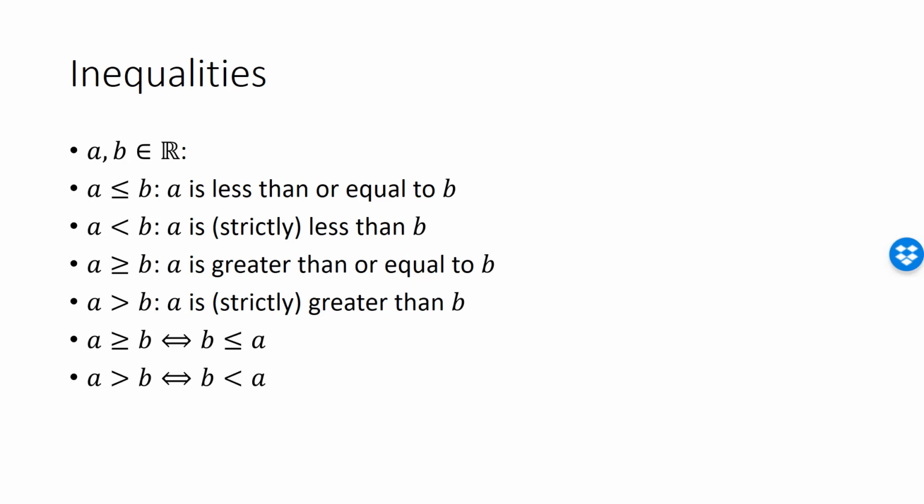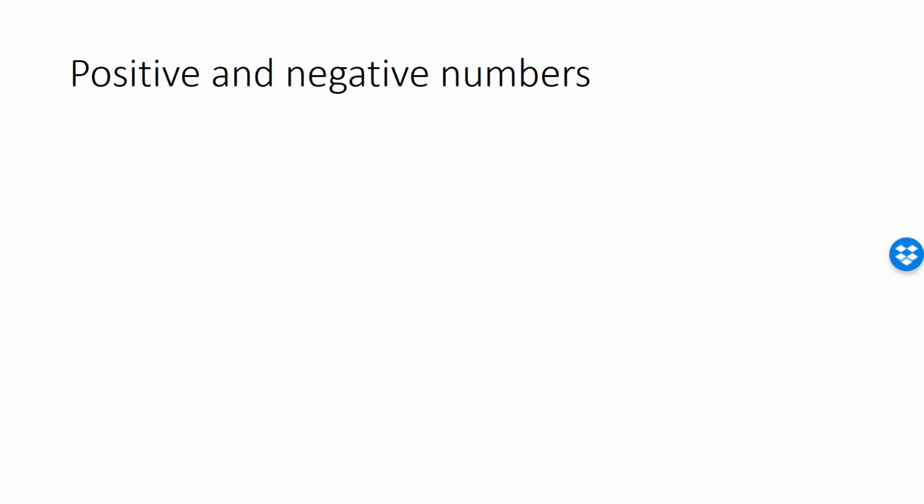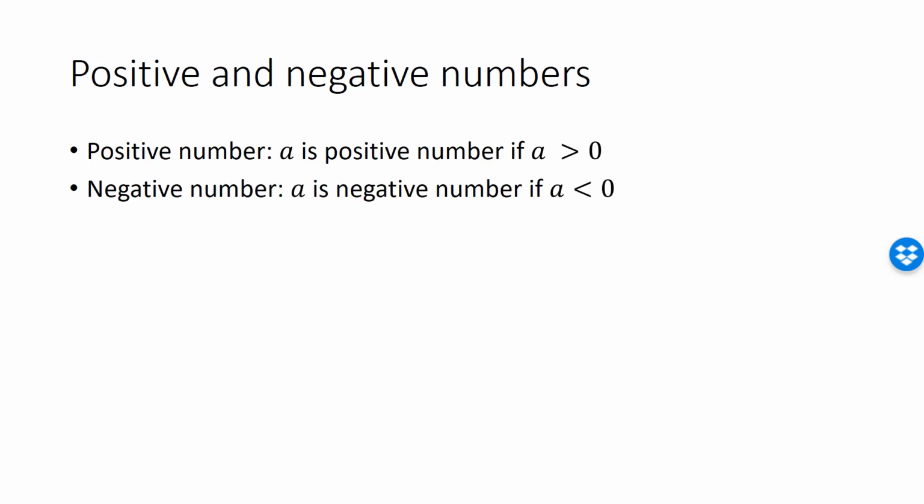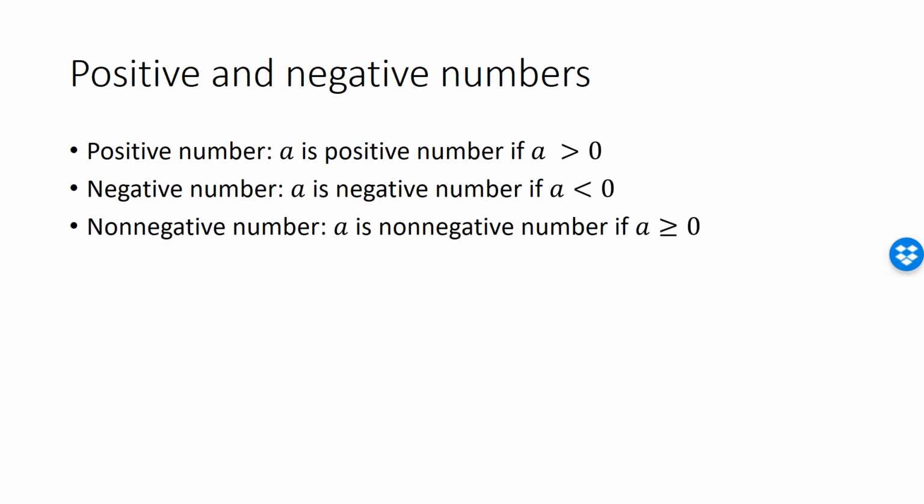From the inequalities, we can define what we mean by positive and negative numbers. We say that a is a positive number if it's strictly greater than 0. And we say that a is a negative number if it's strictly less than 0. If a real number a is greater than or equal to 0, we say that a is a non-negative number.